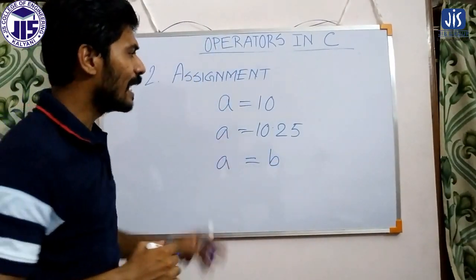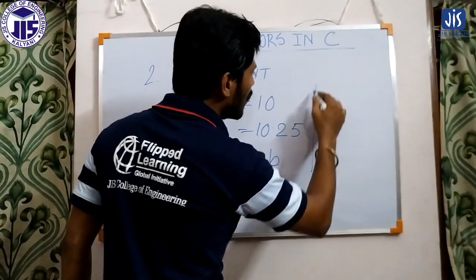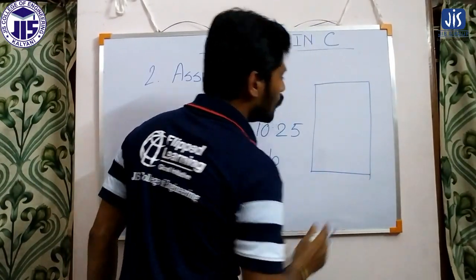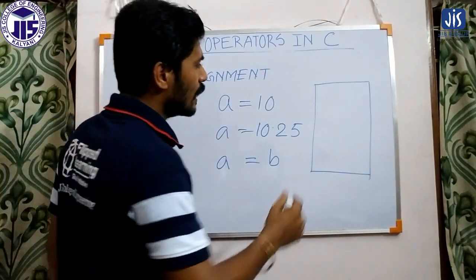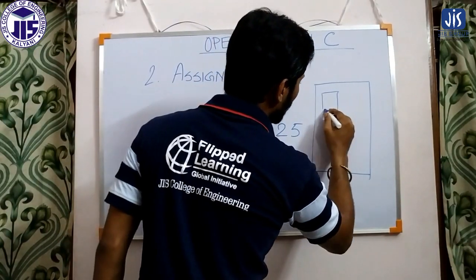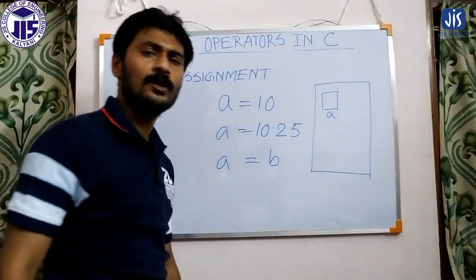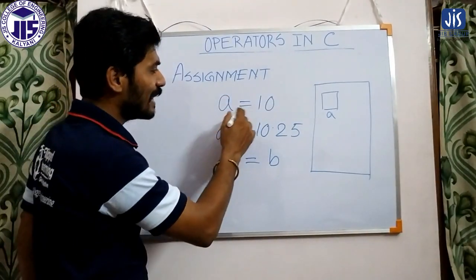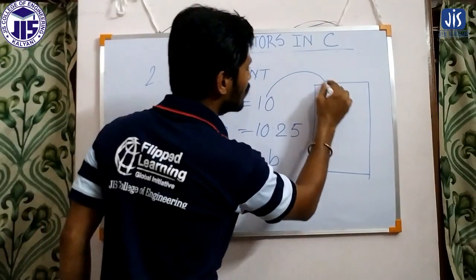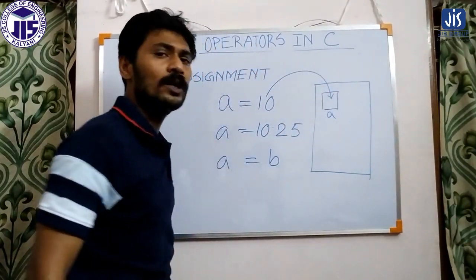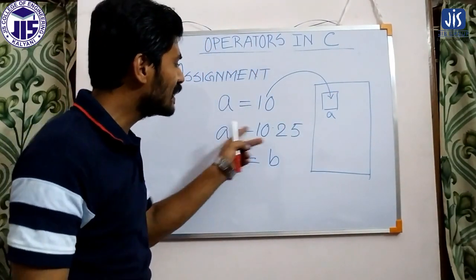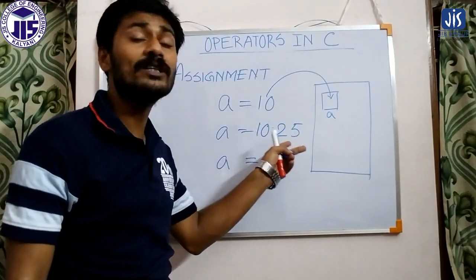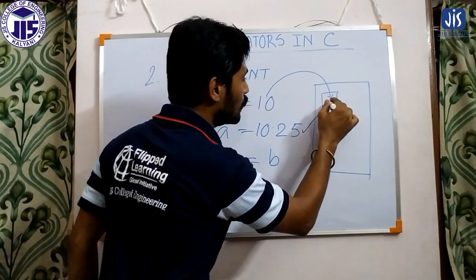It means that if it is our main memory, so whenever we have declared a variable A, in memory we have allocated a particular address to this variable A. We have allocated a particular location for this variable A. Now if I write A equals to 10, then 10 will be stored into that particular memory location. If I write A equals to 10.25, that value will go to here.